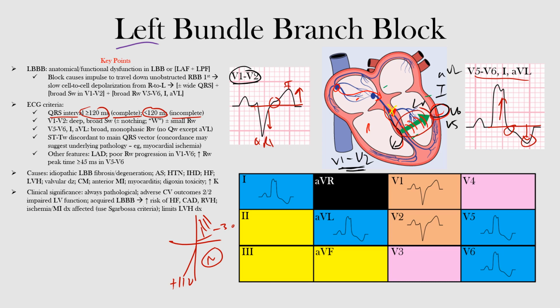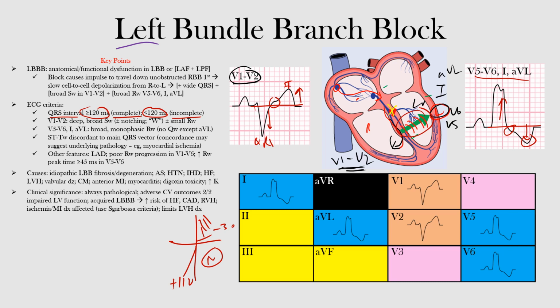right bundle branch block. In fact, these patients often have adverse cardiovascular outcomes secondary to impaired left ventricular function. And if it's acquired, these patients are at a greater risk of heart failure, coronary artery disease, and right ventricular hypertrophy. Now, while right bundle branch block did not affect the diagnosis of ischemia or infarction, that is not the case with left bundle branch block.